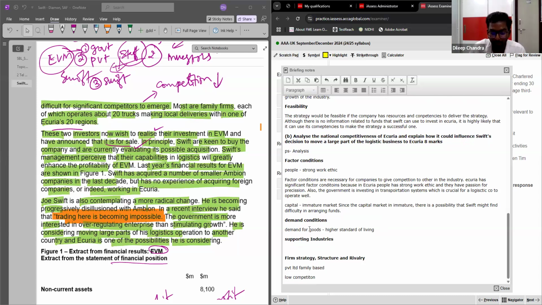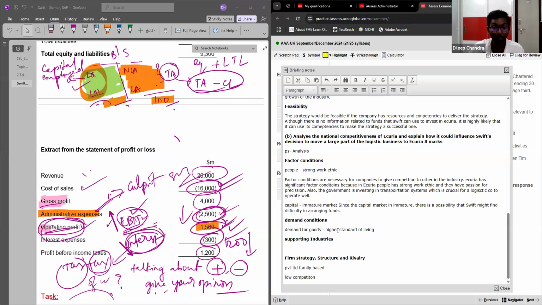Demand conditions. Demand for goods, higher standard of living. What can I write there? If there is good demand, it will be helpful for Swift to come here and satisfy that demand, right? So demand is also there. Demand for goods is there. At the same time, higher standard of living. They have this tendency towards a higher standard of living, the people. So I'll write that.